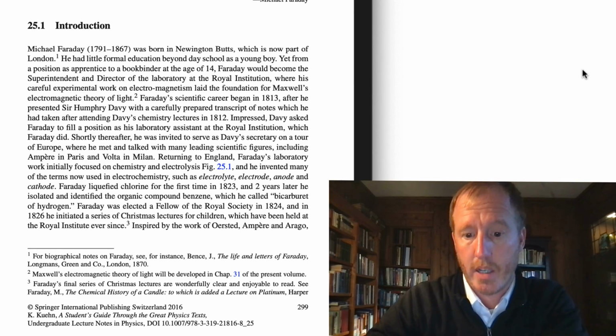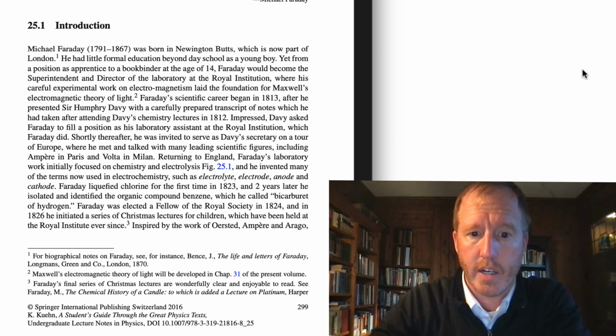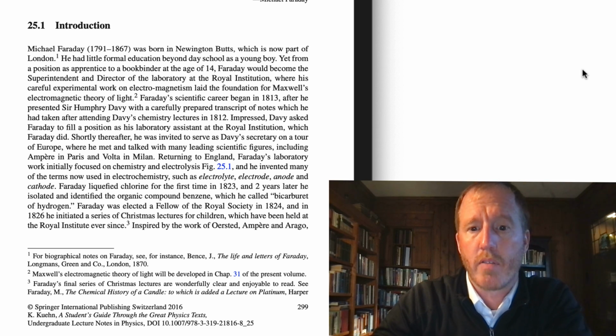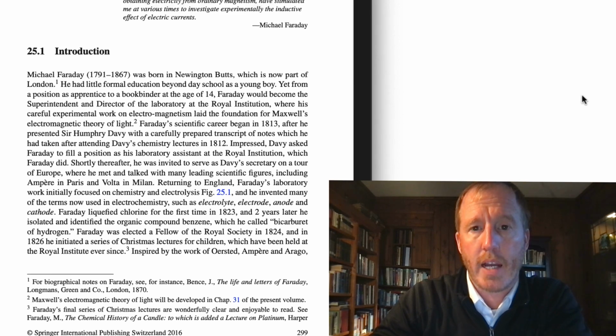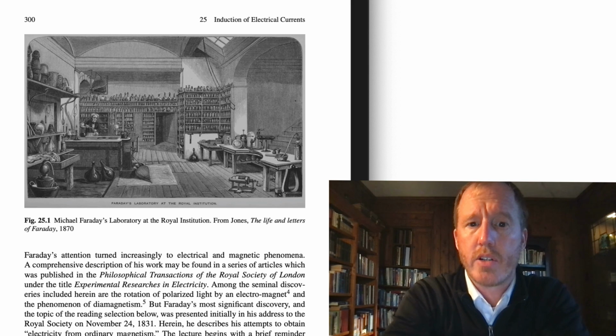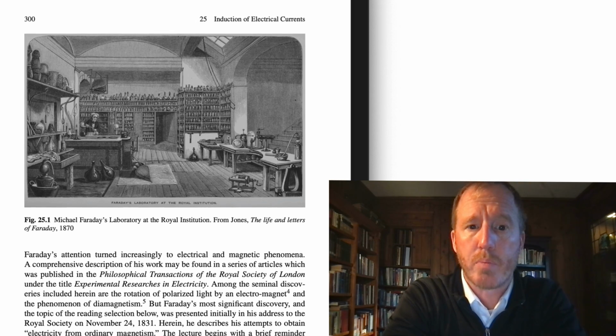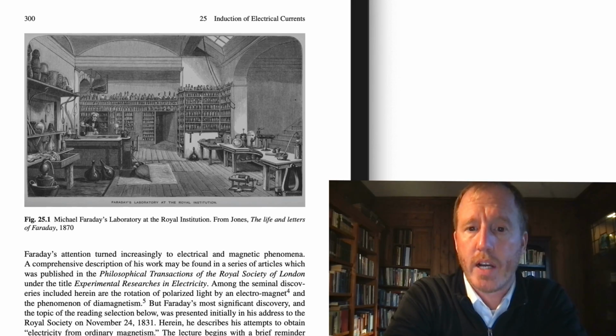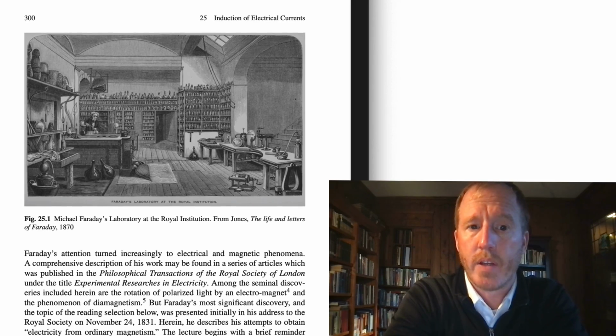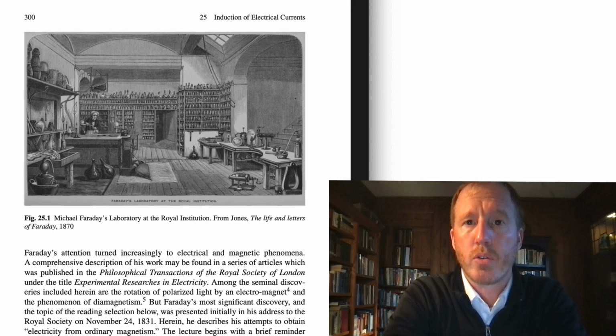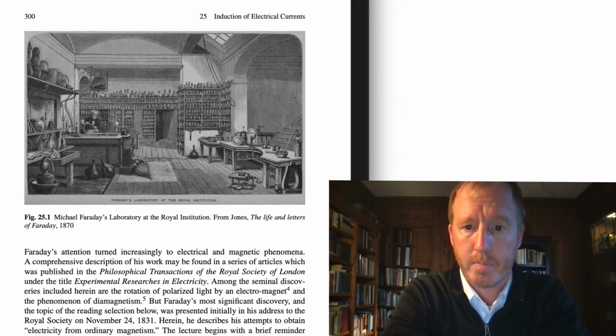In any case, picking up again at the bottom of page 299, inspired by the work of Ørsted, Ampère, and Arago, Faraday's attention turned increasingly to electrical and magnetic phenomena. A comprehensive description of his work may be found in a series of articles which was published in the Philosophical Transactions of the Royal Society of London, under the title Experimental Researches in Electricity.